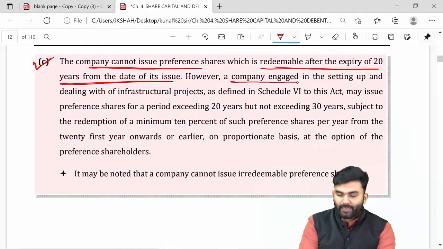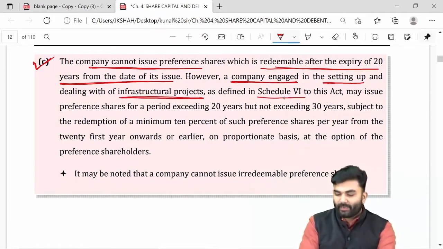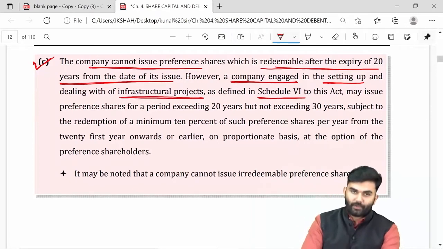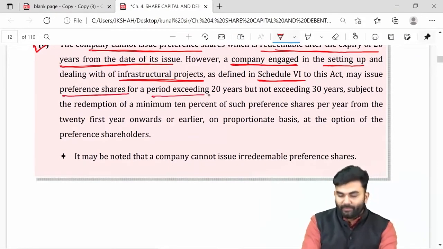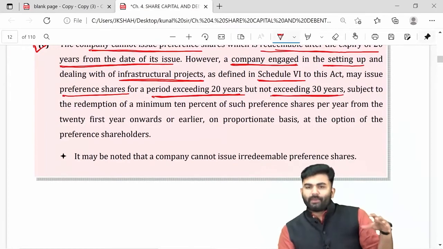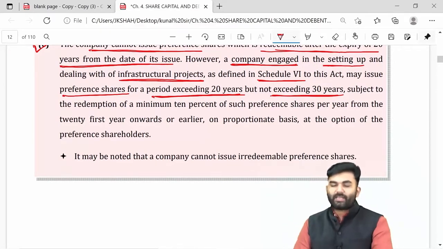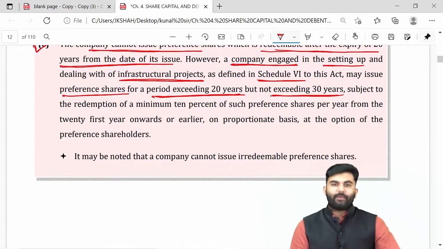If your company is engaged in setting up and dealing with infrastructural projects as defined under Schedule 6 of the Companies Act 2013, then your company can issue a preference share which can be redeemed even after 20 years but not exceeding 30 years. Normal companies can issue a preference share which has to be redeemed maximum within 20 years. But if your company is engaged in infrastructural projects defined under Schedule 6, then your company is allowed to issue a preference share which can be redeemed even after the 20th year but before the 30th year.